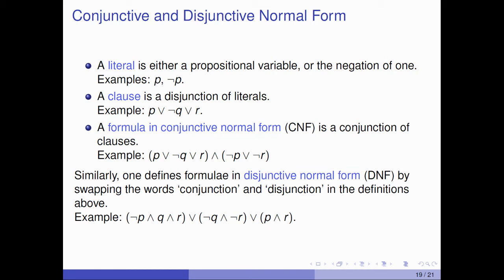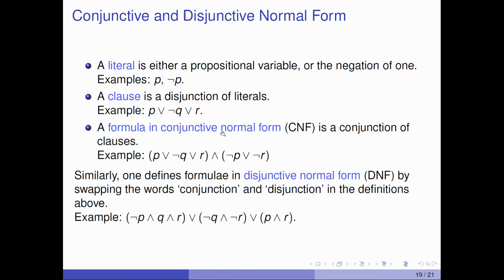So for example, P and not P. That is a literal: just a proposition or the negation of it. Now, a clause is a disjunction of literals. Disjunction meaning we use this one, or. So it can be P or not something, like that.